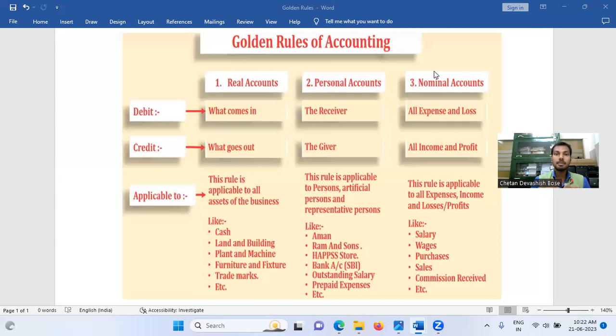If I am making a payment of cash to my suppliers or to anyone who is dealing with the business, here my cash is flowing out. So the cash has to be recorded at the credit side. That is how the golden rule of real account is applied. I hope you are clear. Now let's move to the next account, that is personal account.